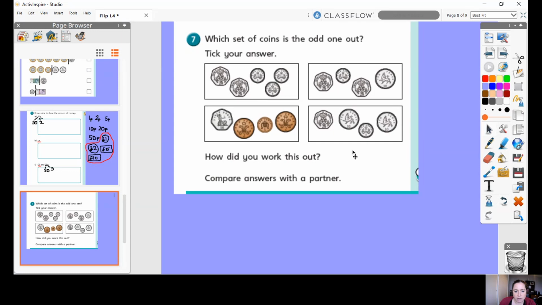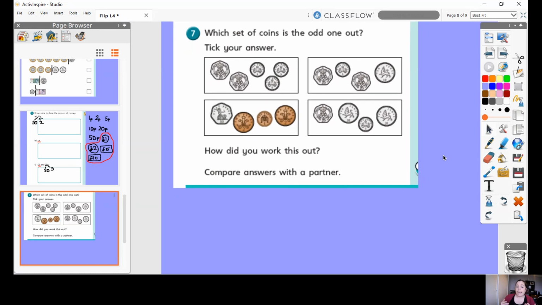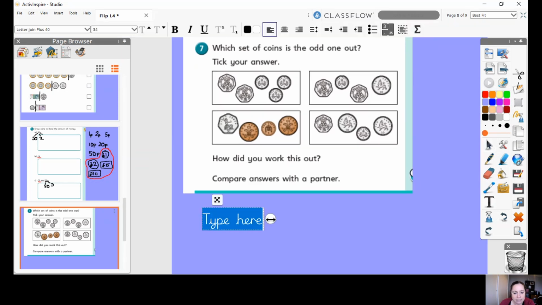Which set of coins is the odd one out? Tick your answer. So you can have a careful look at these and you can think about it. And like we said, some of those answers were correct with the ones that we've just seen. So have a little think about which one is the odd one out. What I'd also like you to do is to add up how much money is in each box and see if that helps you work out which one is the odd one out as well. If you find it easier to write them out as number sentences, you could do that.